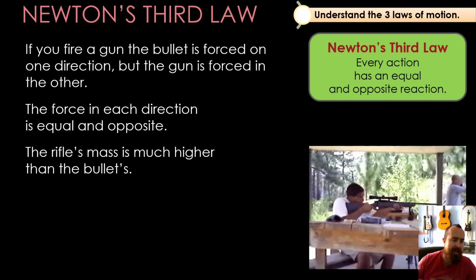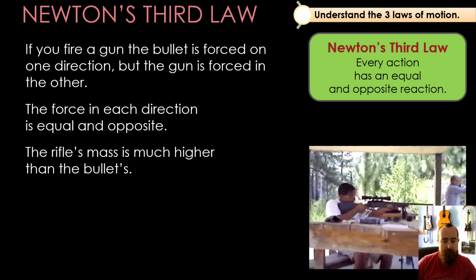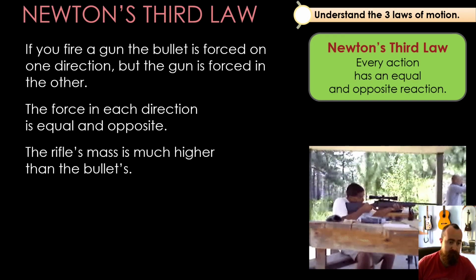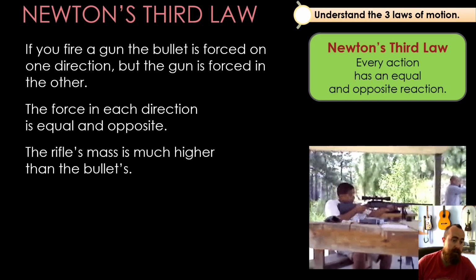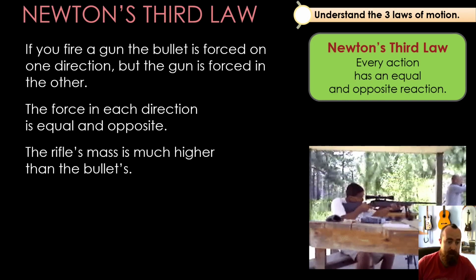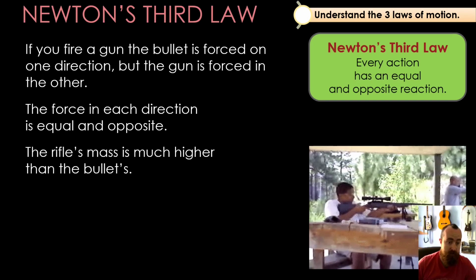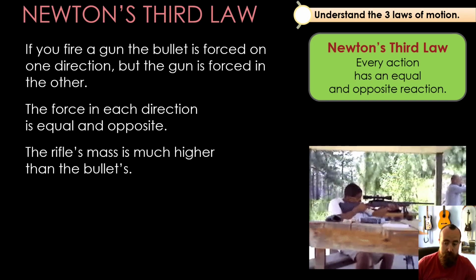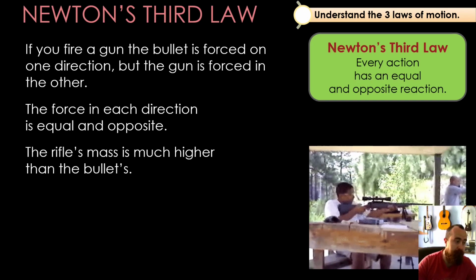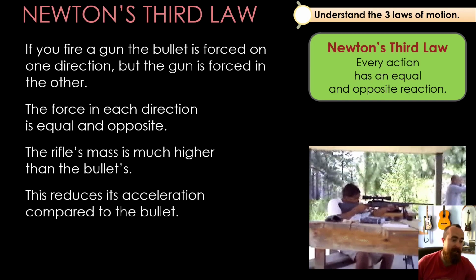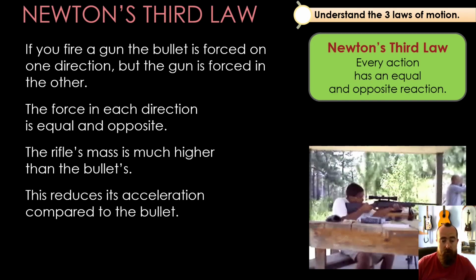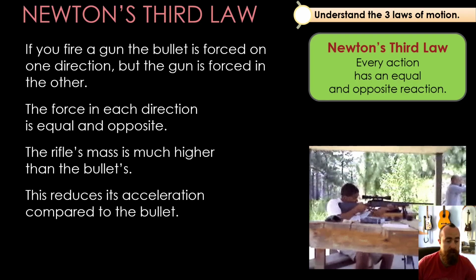Now, the rifle's mass is going to be much, much bigger than the mass of the bullet. The bullet might have a mass of 5 grams. The rifle might have a mass of 5 kilograms. So it might be a whole 1,000 times bigger than the bullet. This means that you get less recoil, you get less acceleration of the rifle backwards compared to the bullet.